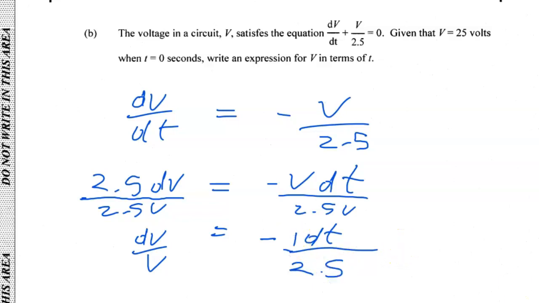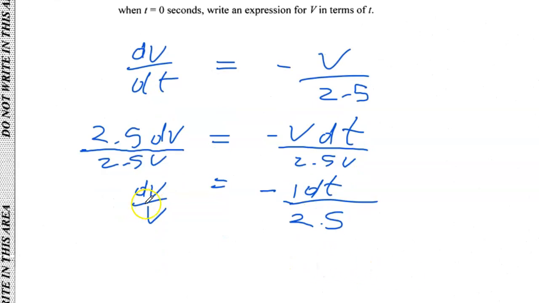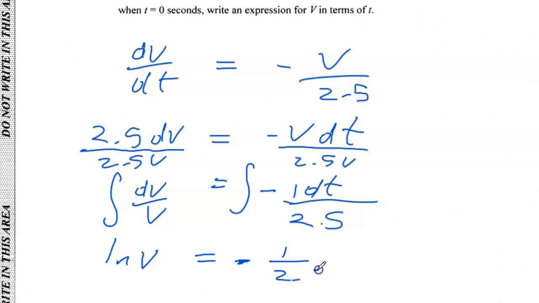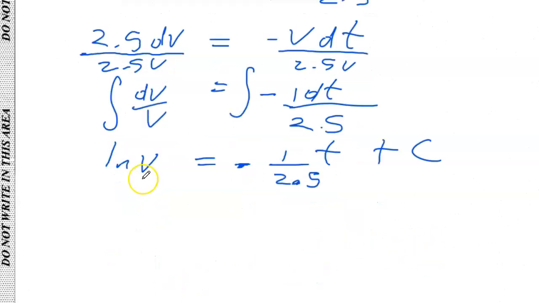And so this becomes log v equal to, so integrate, by the way, I'm integrating both sides, right? Minus 1 upon 2.5 t plus c. Now of course 1 divided by 2.5, that's 0.4, so minus 0.4 t plus c.